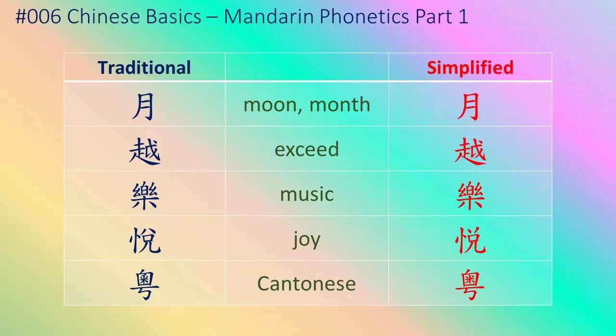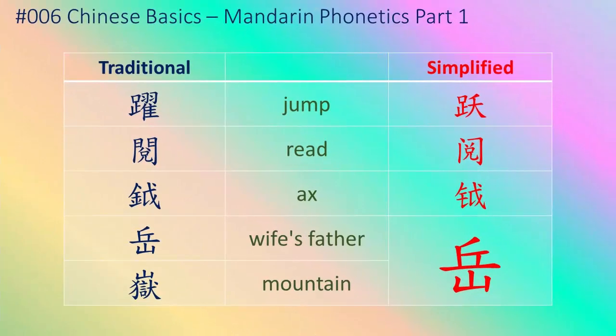And you could see from this slide that the traditional and simplified are exactly the same. Now let's try to see words that have different Chinese characters for the traditional and simplified. Yue is also the same pronunciation for jump, read, axe, wife's father, and mountain. And here you could see that the traditional differs from the simplified. And for the last two examples, they share the same simplified Chinese character.